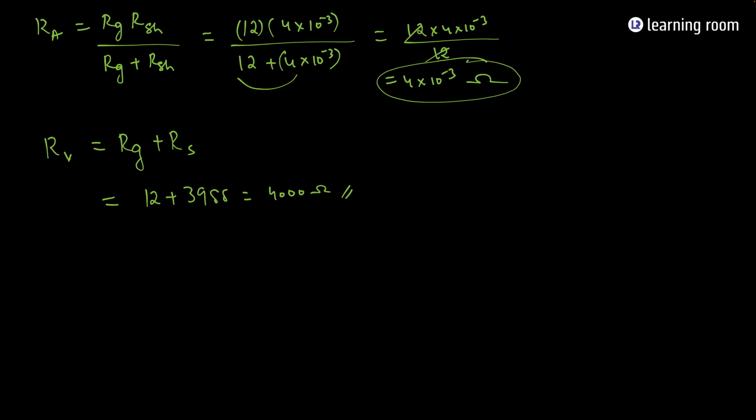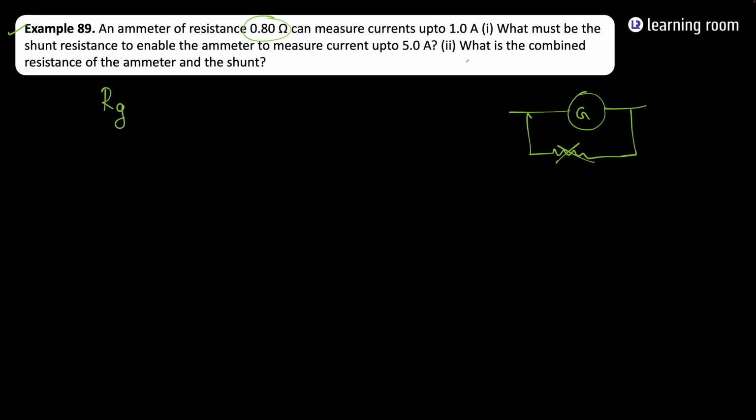It is still 4 into 10 power minus 3. Why is it happening? Because the value of the shunt resistance is approximated. The same logic is applied in this problem. Okay, so the same logic is applied here, because if this is not taken, we have too many variables to handle. So Rg is going to be equal to 0.8 ohm.